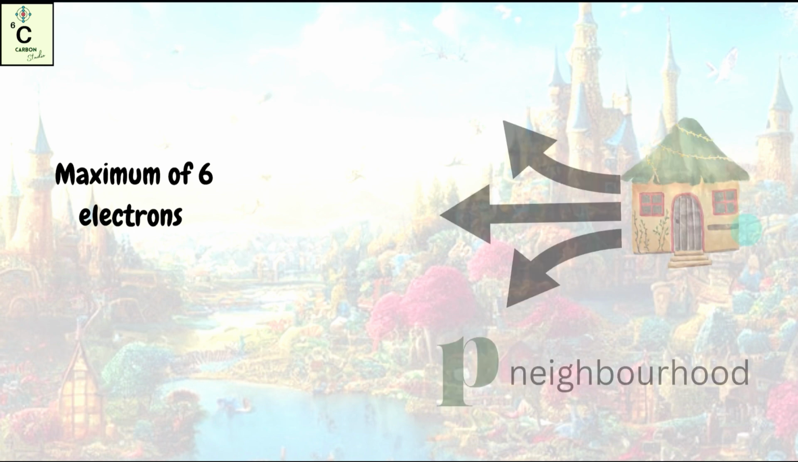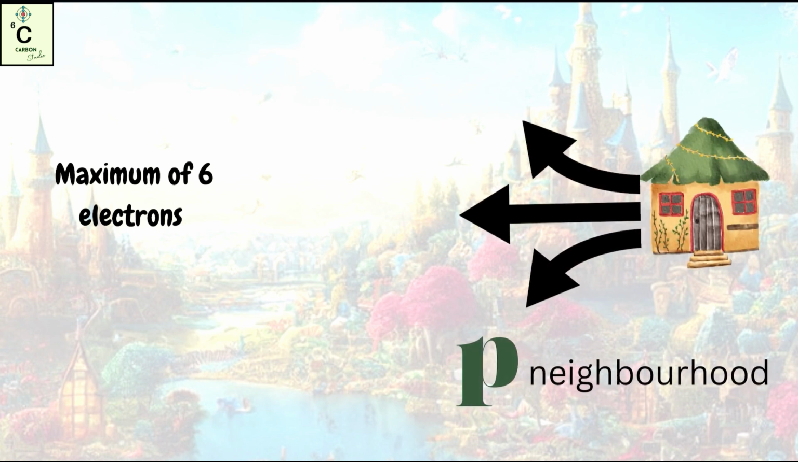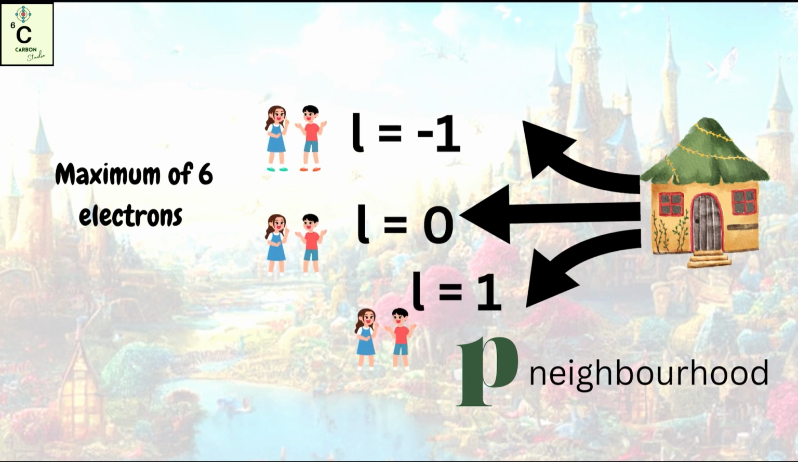Now here's why. The P neighborhood had 3 streets. And given that each street could have 2 people, it means that the maximum number of electrons or people in the P neighborhood, and I'm going to bring in a new term, or the P orbital, will be 6 electrons.